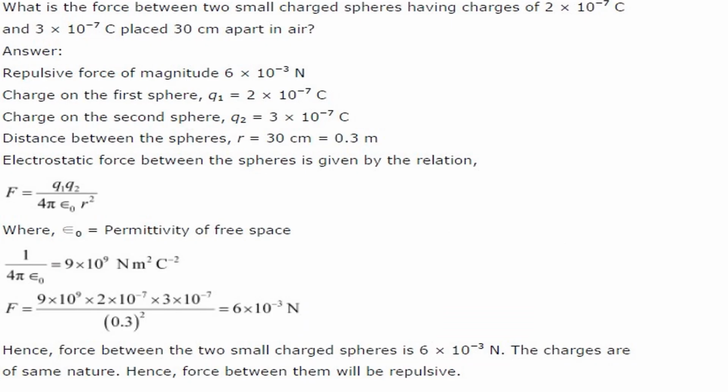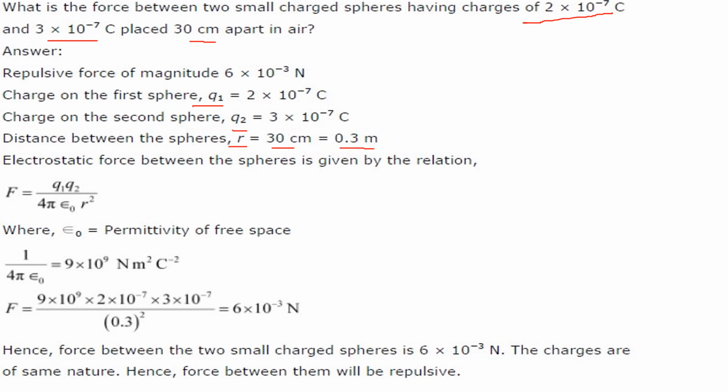Next is a numerical from your NCERT textbook. What is the force between two small charged spheres having charges 2 into 10 raised to power minus 7 coulomb and 3 into 10 raised to power minus 7 coulomb, placed 30 centimeters apart in air? The charge on the first sphere is taken as Q1, the charge on the second sphere as Q2, and the distance between the spheres is denoted by R. The value is given in centimeters; we can convert it into meters.